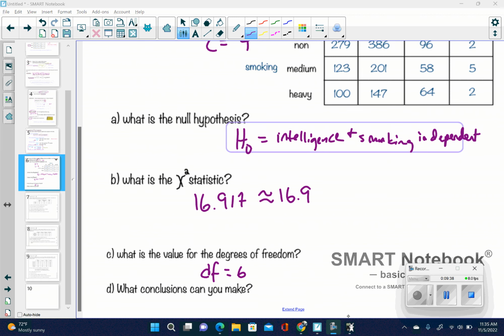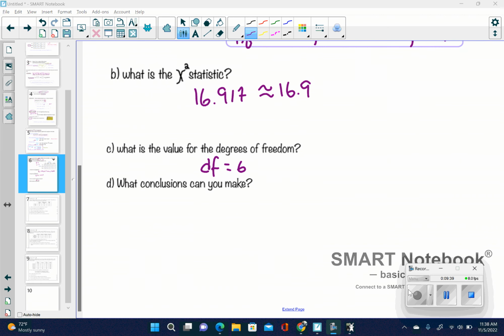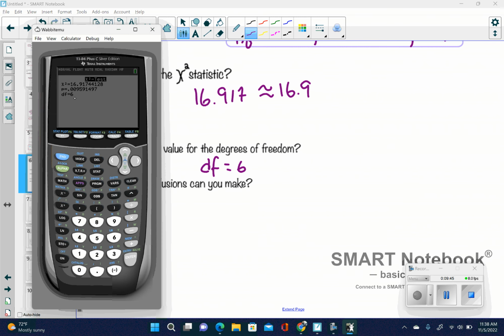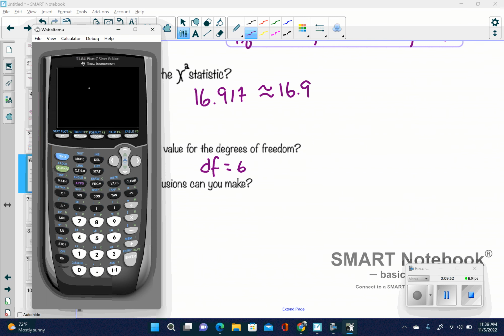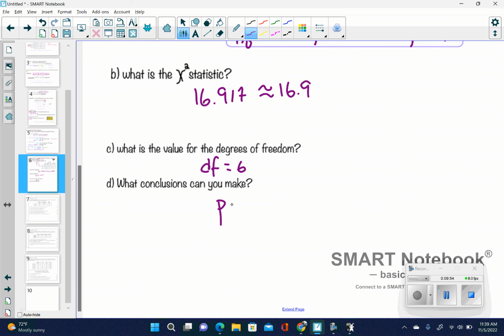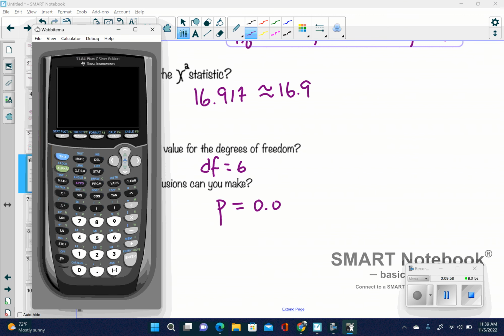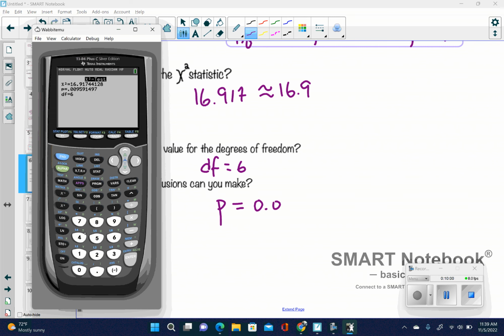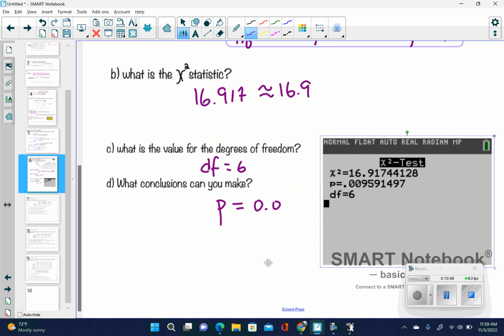So what conclusions can you make? Before we can do that, let's go ahead and write this down. Our p-value, which is the one that we missed, is 0.00959. So the p-value is equal to 0.00959. Why did my calculator go off? On. Okay. 0.00959. Let's see if I can just go ahead and put this here. Yep, perfect.